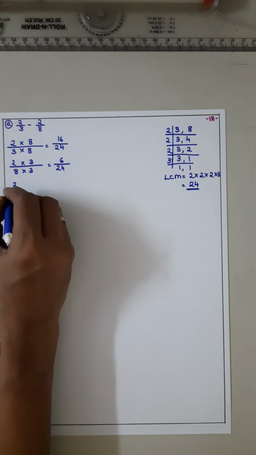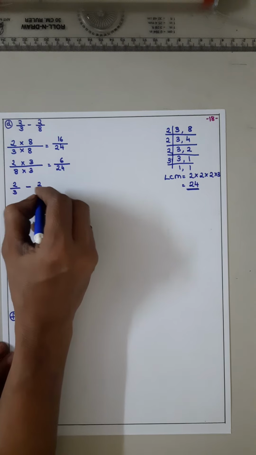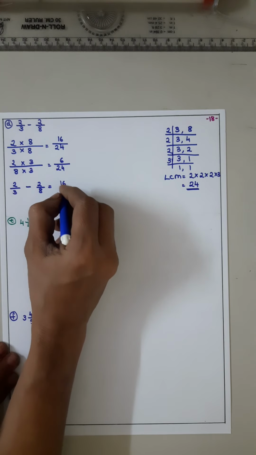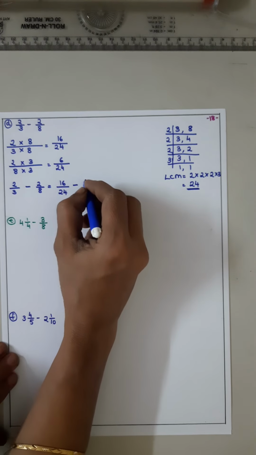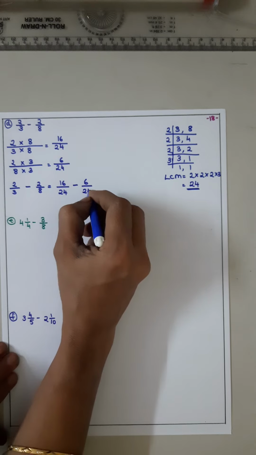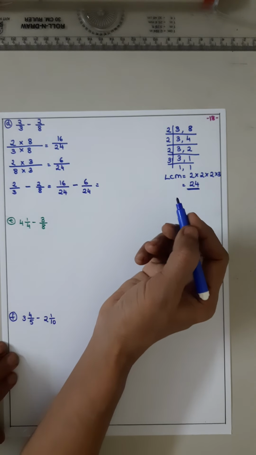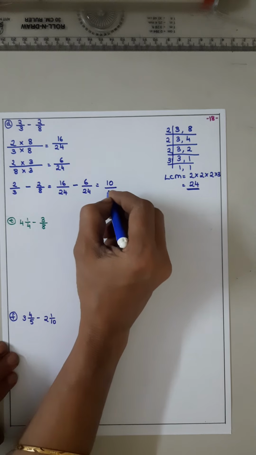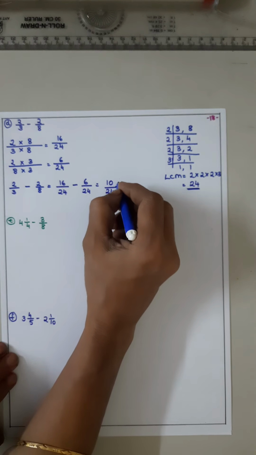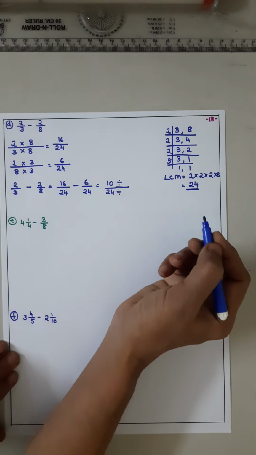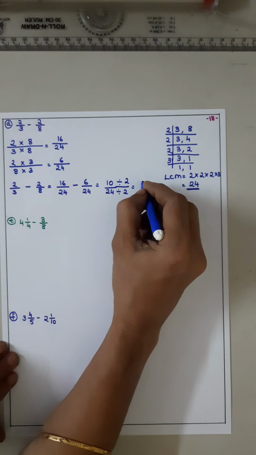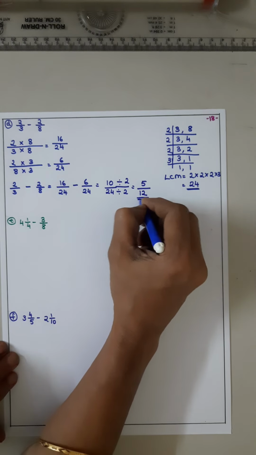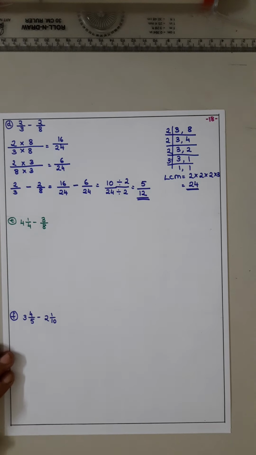Now write the question. 2 by 3 minus 2 by 8 is equal to, how much did the first come to? 16 by 24 minus the second, 6 by 24. So 16 minus 6 is 10 by 24. Now both will go in which table? In 2, right? Divide by 2. 2 fives are 10, 2 twelves are 24. So the final answer is 5 by 12.